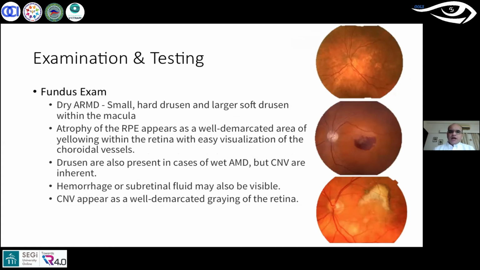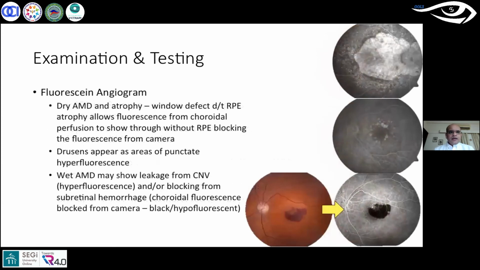The atrophy of the RPE would appear as a well-demarcated area of yellowing within the retina with easy visualization of choroidal vessels. Drusen may also be present in cases of wet AMD, but CNV are usually the hallmark here. You may see these yellowish, grayish areas of retina which have leakage or exudation or frank heme, and these would be a classical hallmark of wet AMD.